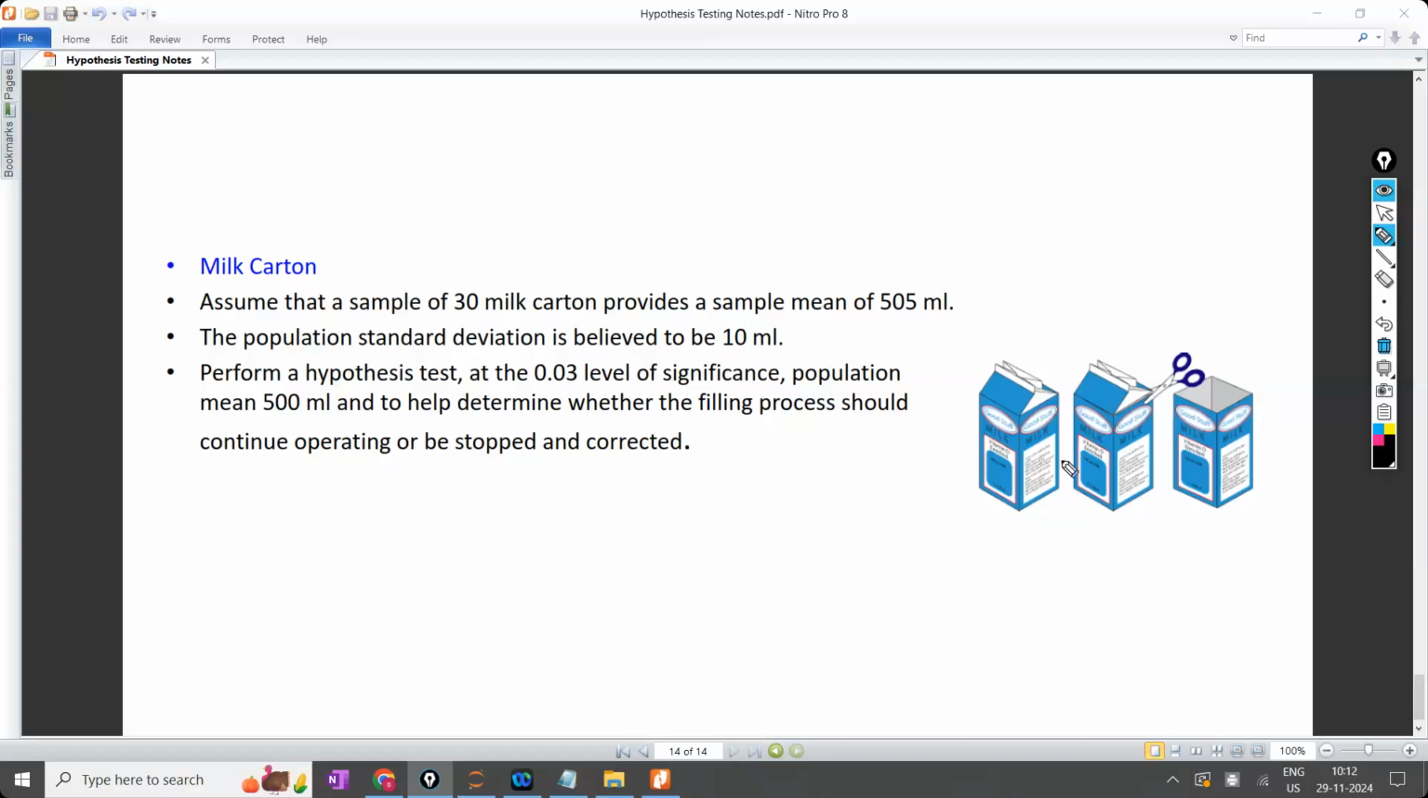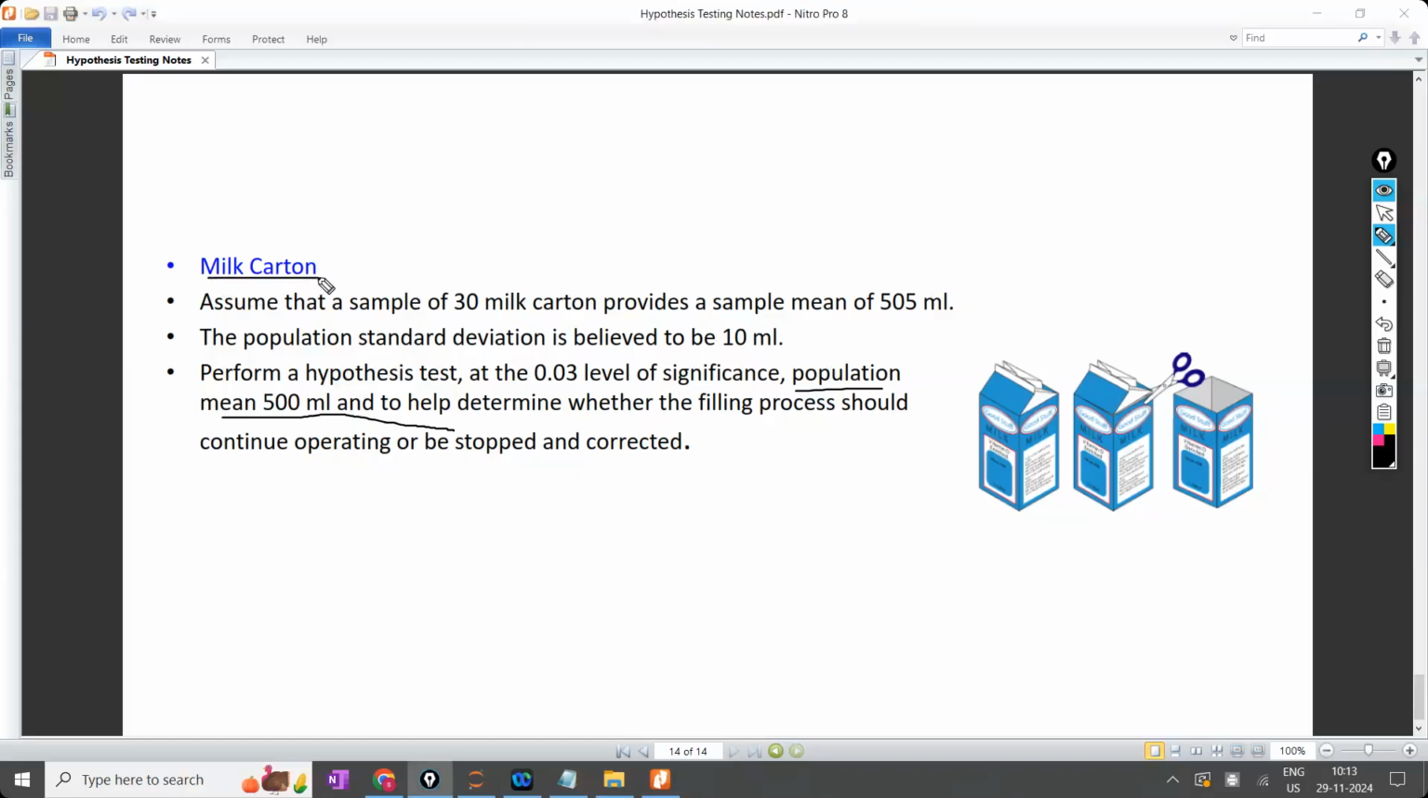So here the question is: population mean of 500, and determine whether the filling process should be continued operating or stopped and corrected. Now the question is, continuing operating or stopping will be decided by the inspector. Okay. Now correction will be done by whom? Will the inspector do the correction? No, the company people only will do that. That is clear now.